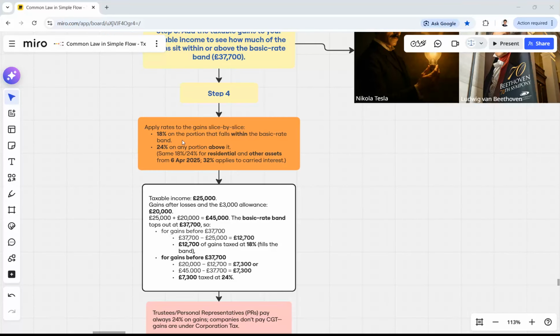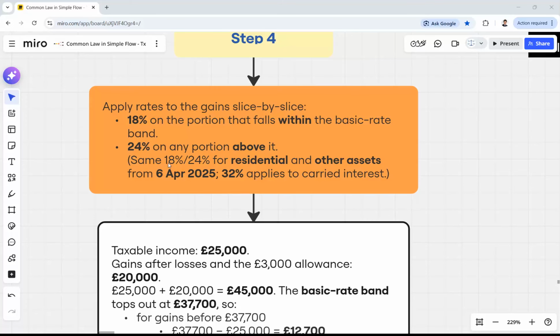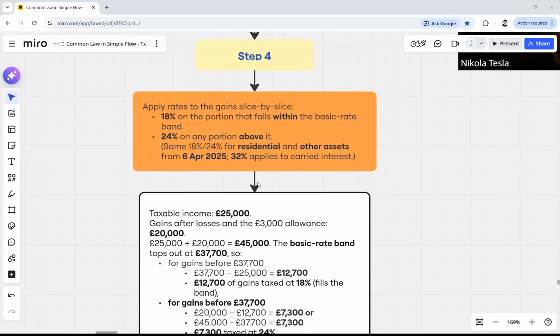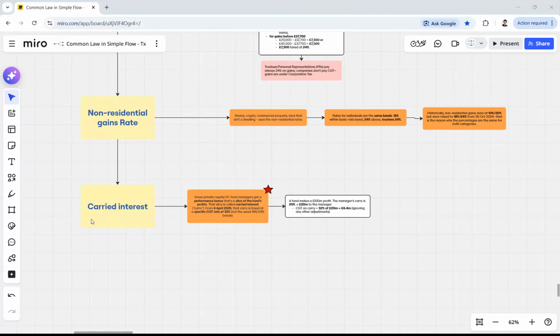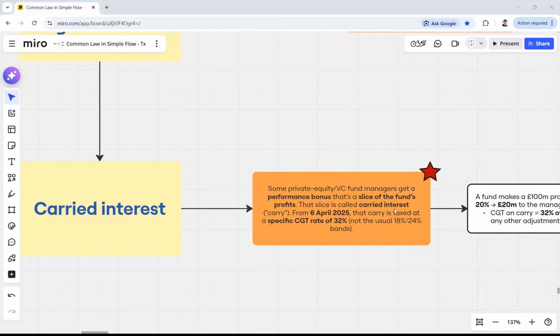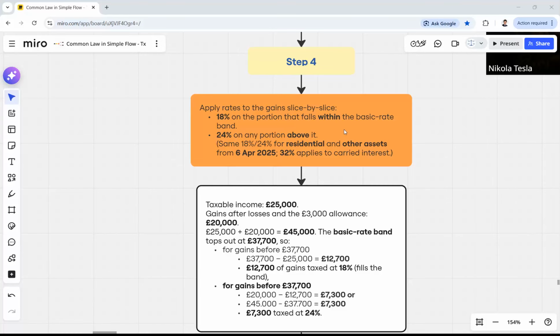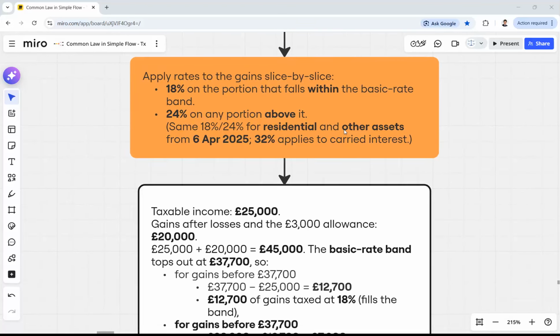So step 4 is to apply the rate slice by slice. 18% on the portion that falls within the basic rate band and 24% on any portion above it. So the same 18% and 24% for residential and other assets, and 32% applies to carried interest. The carried interest we will know here, it's the ventures. When ventures do have their bonuses, the managers, for example, in venture, this is called carried interest, and the rate of that is 32%. But it's a very rare edge case.